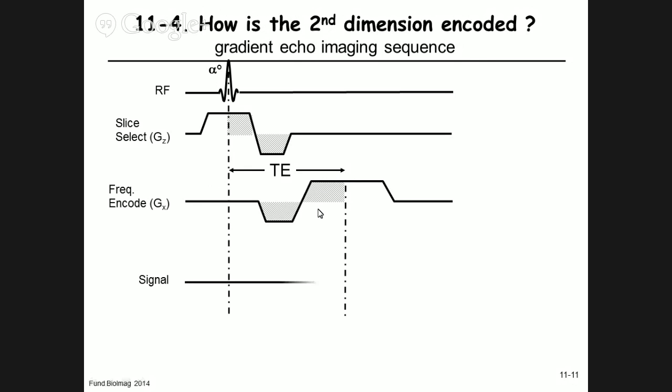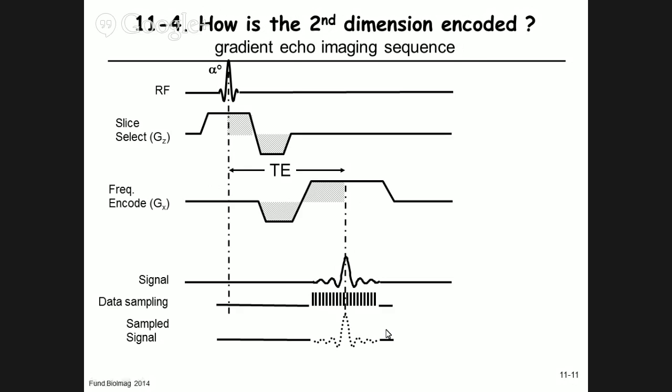These two areas are the same. This is what an echo looks like at this time TE, the data sampling, and that's where we have the signal. And now comes the third gradient, and that's the phase encode gradient. That's going to encode the third dimension. And this is the hard part. So we're going to try to rehash it in several ways.